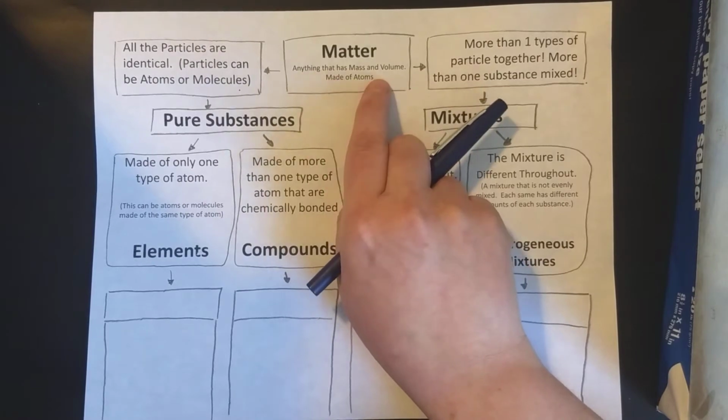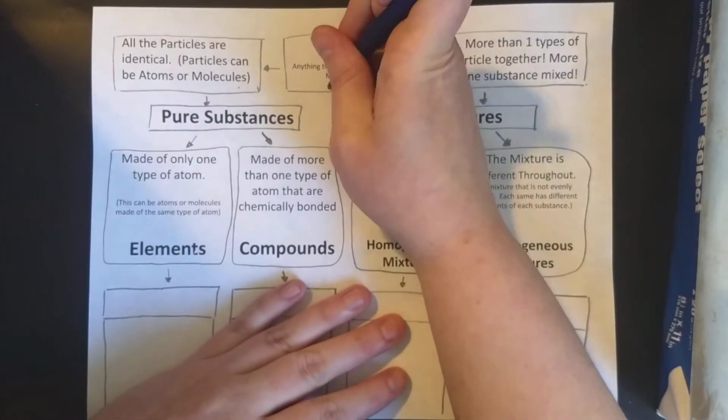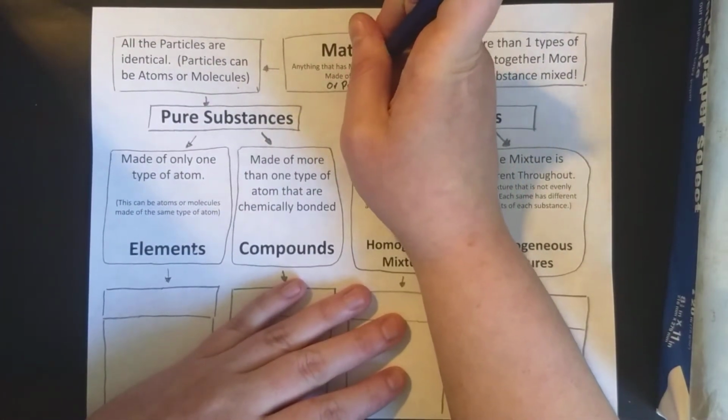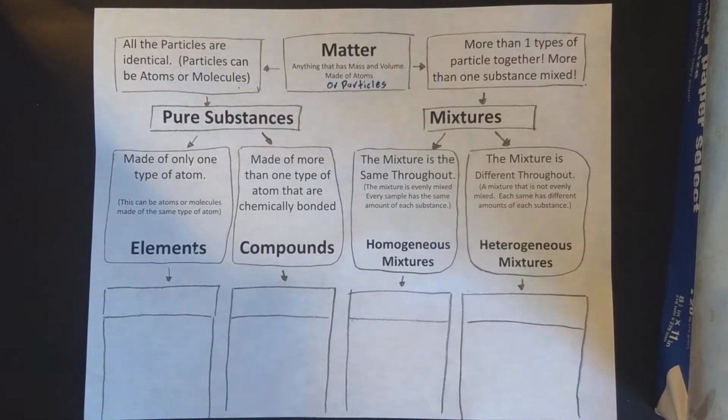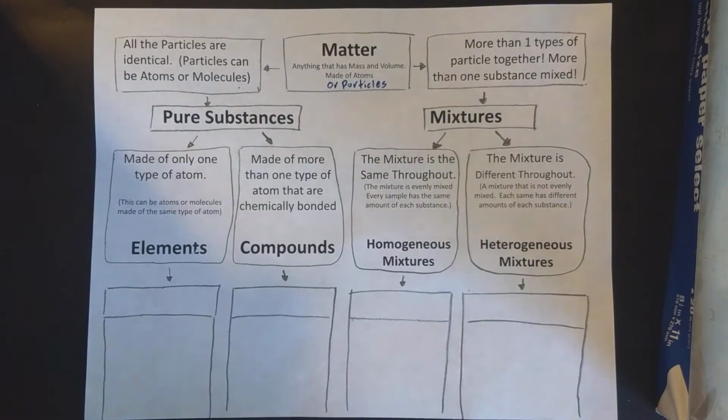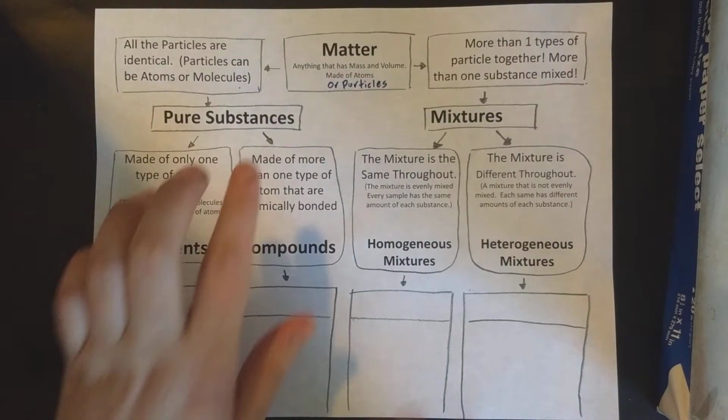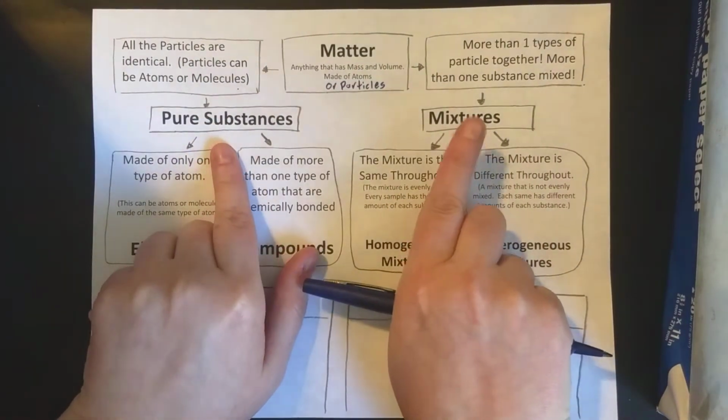It also is usually made of atoms, and I'm going to add something, or particles. So particles are just the tiniest pieces of atoms. Okay, so it has to have mass, volume, and be made of atoms. Now, we have two different types of matter. We have pure substances and mixtures.